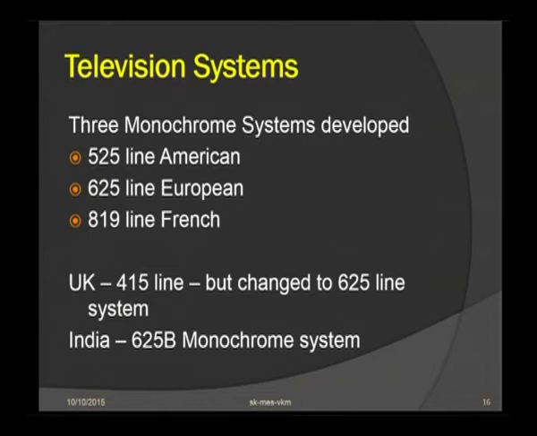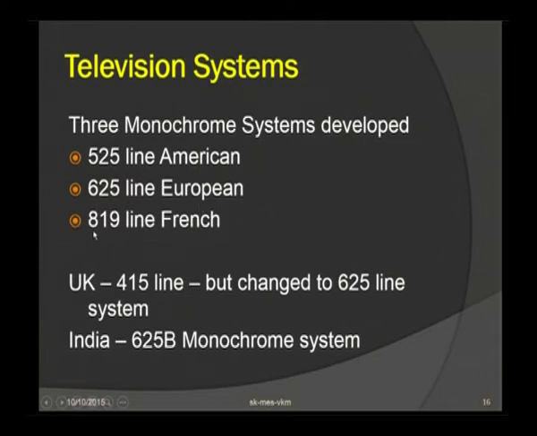The three monochrome systems are: 525 line, used by the Americans, that is 525 lines per frame. Each frame consists of 525 scanning lines, so this standard is used by the Americans. 625 scanning lines per frame is used by Europeans and also by India.